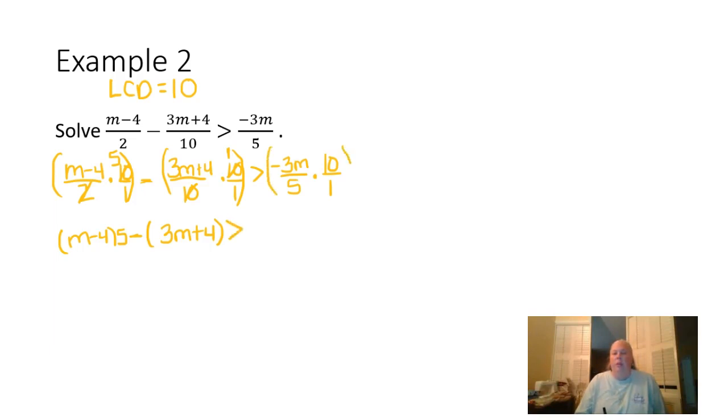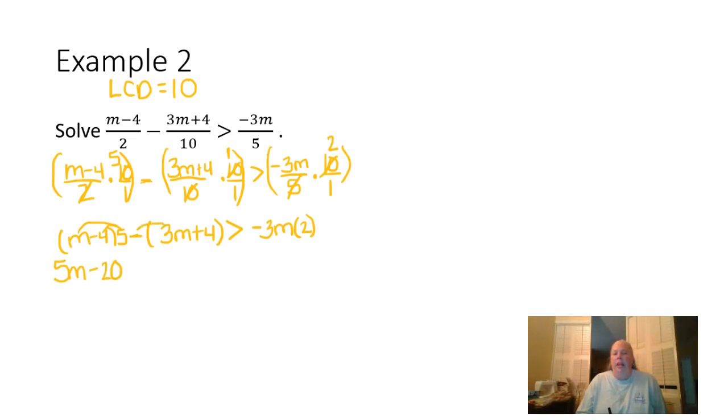Now we're looking at my last pair. We've got 5 goes into 10 2 times, and I'm left with negative 3 times 2 over here, negative 3m times 2. All right, let's distribute. I'm going to distribute the 5 in the parentheses. That gives me 5m minus 20.